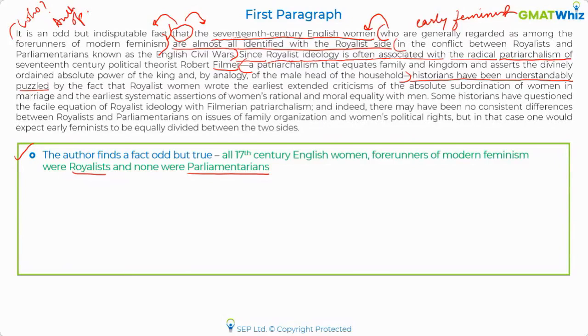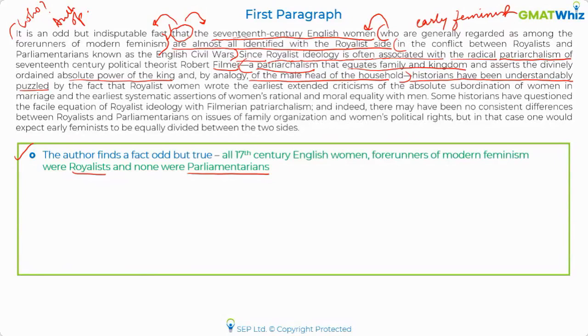Now let me understand what information the bracket contains. The bracket is saying a patriarchalism that, okay, so now this is a noun plus noun modifier. This is telling me about Robert Filmer's patriarchalism because it is placed next to Robert Filmer. So Robert Filmer's patriarchalism is what? A patriarchalism. Now, any word which ends with an ism is a principle, okay? Just for your knowledge. Equates family and kingdom. Equates means considers family and kingdom probably equal. And asserts the divinely ordained absolute power. Now, I'm going to forget about divinely and ordained, but basically what I'm going to remember is patriarchalism equates family and kingdom, absolute power of the king, of the male head of the household. Okay, so patriarchalism is all about male dominance, male importance, male power.